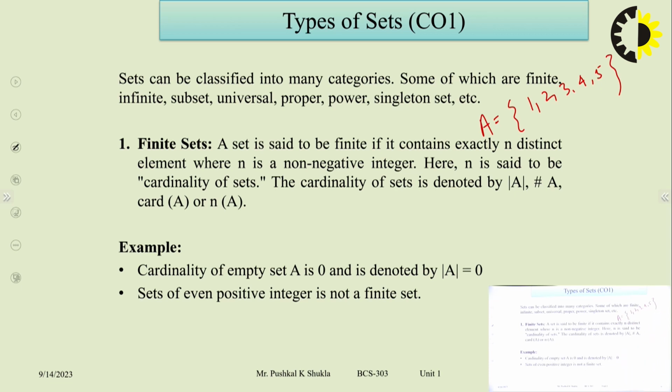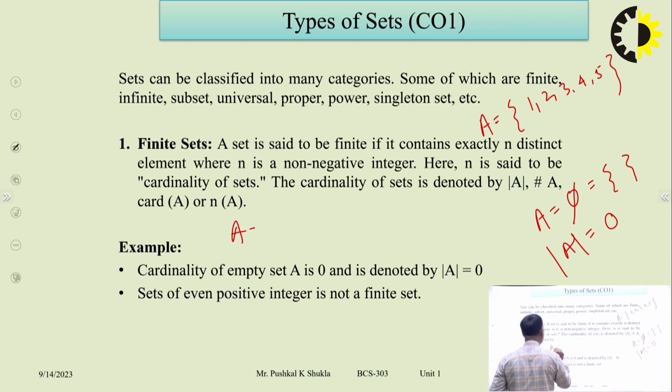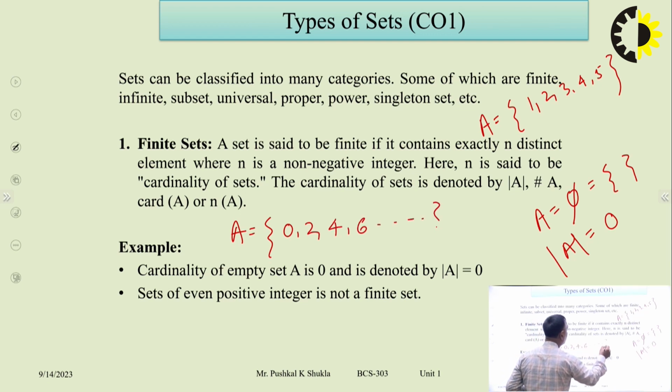Cardinality of the empty set. Suppose A equal to the empty set. This can be written like this. So cardinality of A equal to 0. So the cardinality of the empty set is 0 and it is written as mod A equal to 0. The set of even positive integers is not a finite set, because suppose even positive integers, 0, 2, 4, 6 and so on. So the cardinality of this is not finite. It is countably infinite.